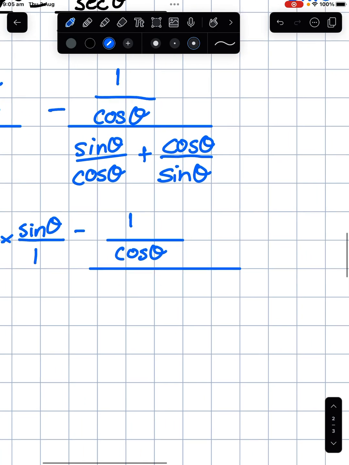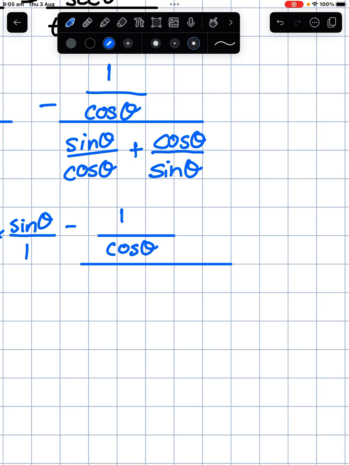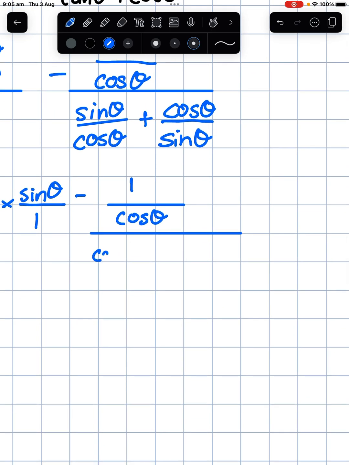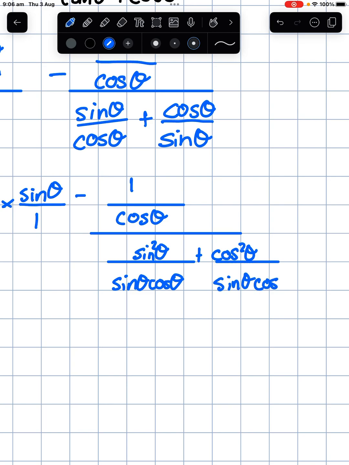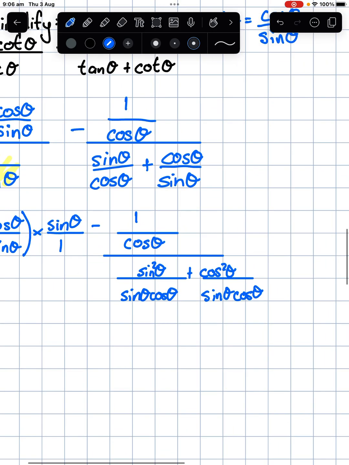We're going to want a common denominator here. So the left-hand side of this denominator, we're going to have to multiply by cosine. So we're going to end up with cosine theta sine theta over... sorry, that's the wrong one. That should be sine squared theta over sine theta cosine theta. And then this right-hand side, we're going to have to multiply by cosine, so we're going to get cosine squared theta over sine theta cosine theta. So this is getting a little bit better now.